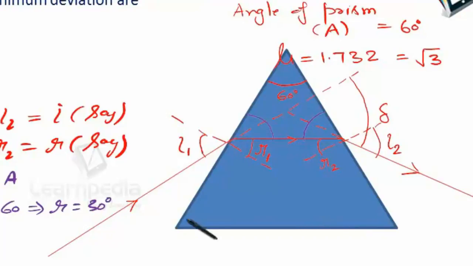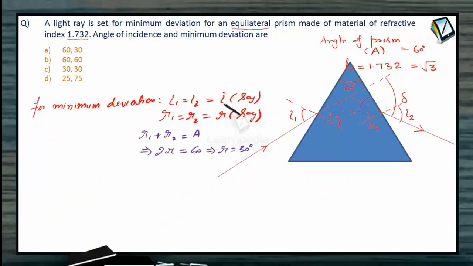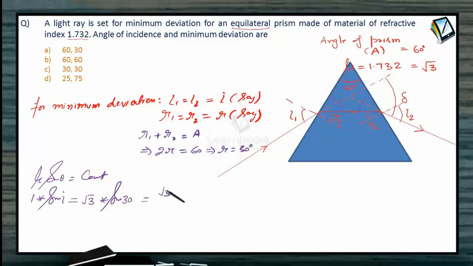So now, using Snell's law, we have to calculate the value of I1, or we can say I. As we know, according to Snell's law, mu sine theta remains constant. Outside is air, so mu is 1 into sine I1, which we have assumed to be I, is equal to mu inside, which is under root 3, into sine of the angle inside, which is R. Sine R means sine 30. Sine 30 is half, so it becomes under root 3 divided by 2. That means sine I is under root 3 divided by 2, which further means I is 60 degrees.